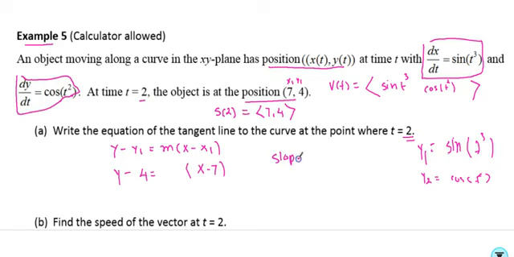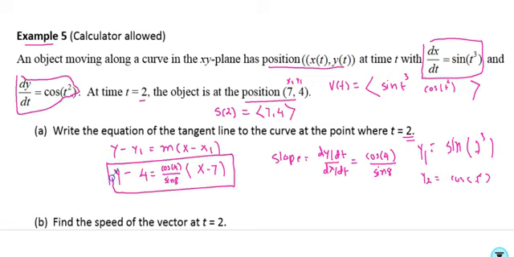Note that the slope is dy/dt over dx/dt. You are already given this dx/dt and dy/dt. So all you have to do is substitute t equal to 2: cosine of 4 over sine of 8. You do not need to use a calculator, even if it is allowed. And this is your equation of the tangent line.